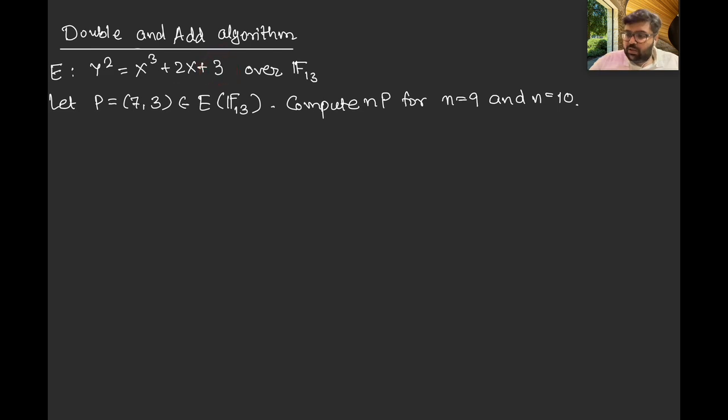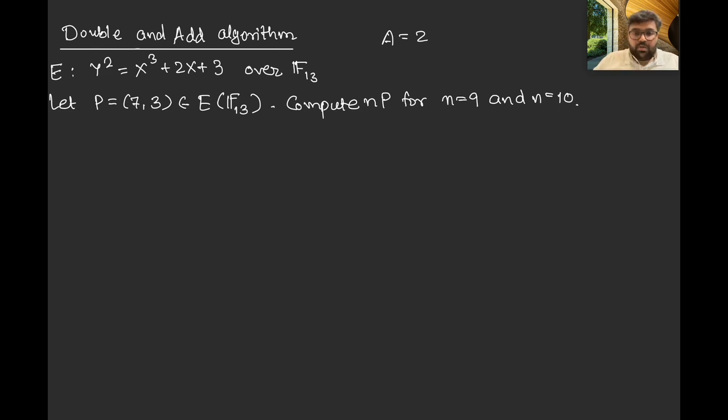So for us a equals 2, b equals 3, and the point P we have taken is (7, 3) in the elliptic curve E over F13. So our prime is 13, and one can check by plugging in the values, x and y, that this point is on the elliptic curve.